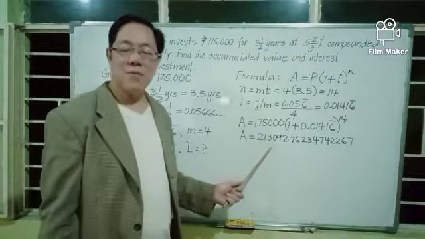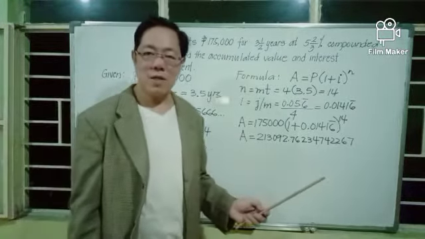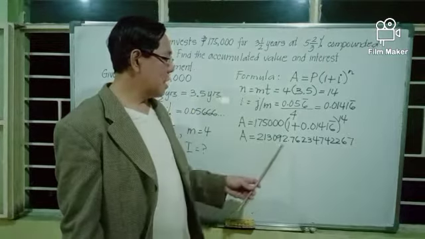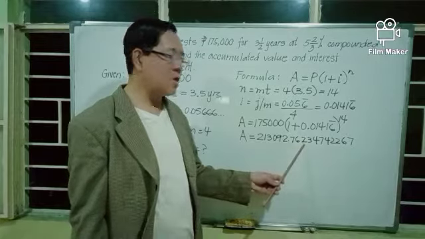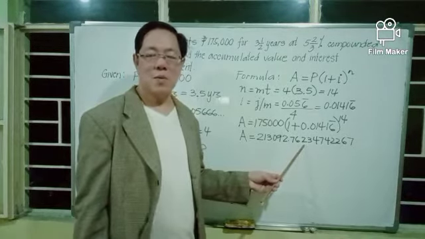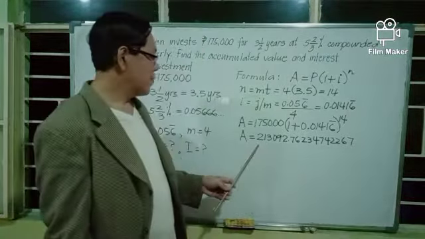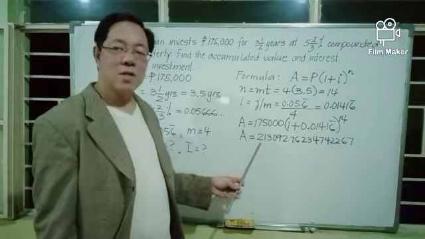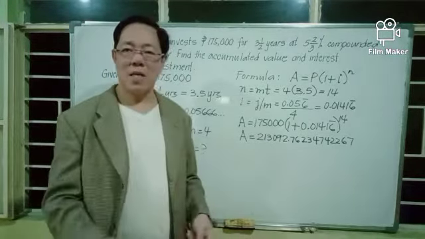Now we round off the final answer to 2 decimal places, and the digit to be rounded is the third digit from the decimal point. From the decimal point you count 1, 2, 3. The digit to be rounded is 2. But 2 is less than 5, so we simply drop 2 and all the digits to its right. And the final answer should be 213,092.76 pesos.